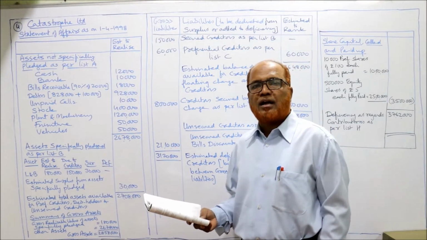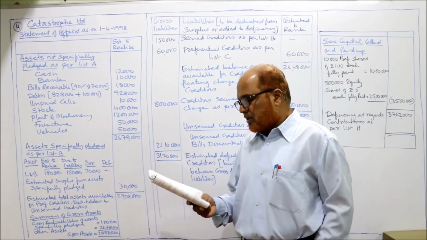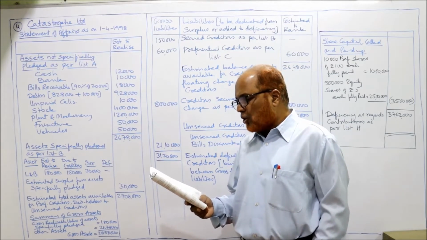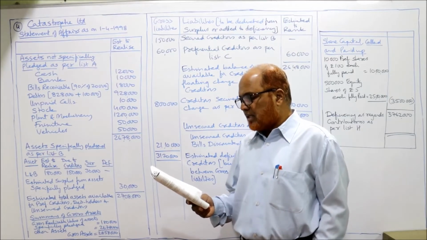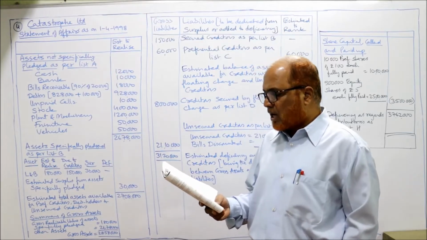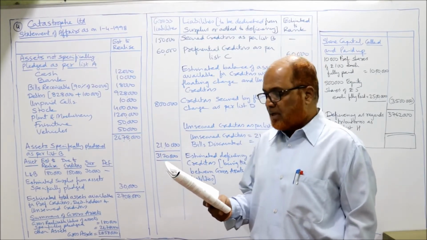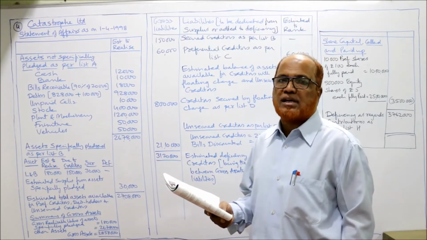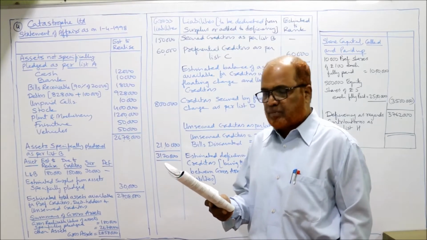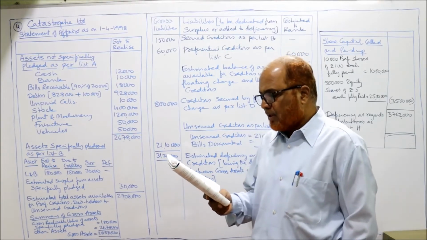So it will be taken under list A, assets not specifically pledged. Then liabilities, secured loan on mortgage of land and building 1,50,000. Then secured loan, floating charge on the company's undertaking. This will be taken under list D. Secured loan first we will take under list B. Fully secured or partly secured, that will be taken under list B. And floating charge will be taken under list D.